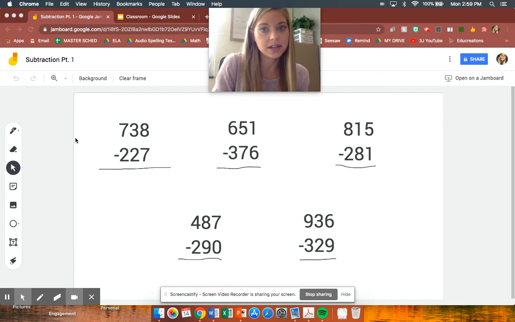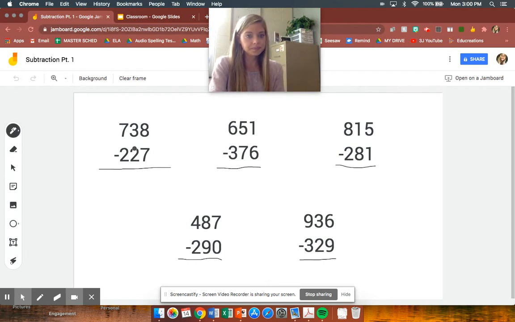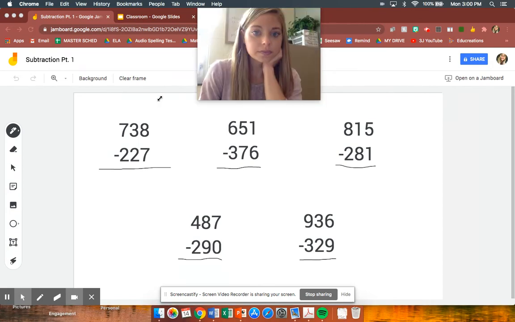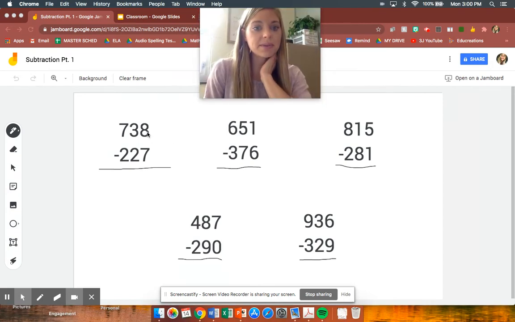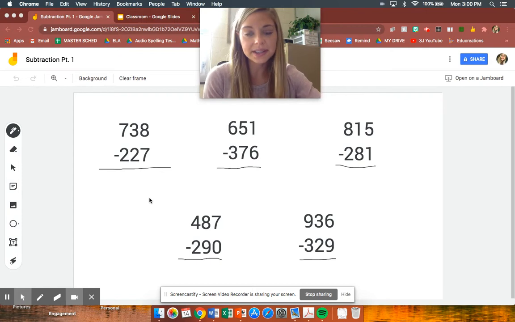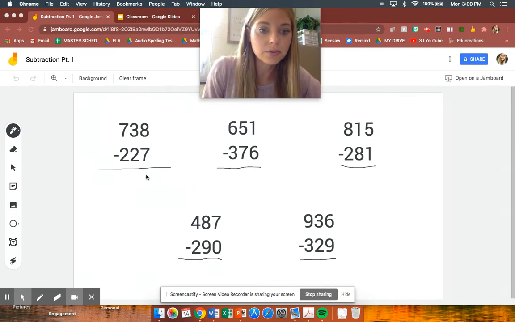738 minus 227. The first step is to always start in the ones place. So if we're starting in the ones place, we have 8 minus 7. Think to yourself, if you have 8 Skittles, can you eat 7 of them? Yes, you can. And you'll have 1 left over. 8 minus 7 equals 1.